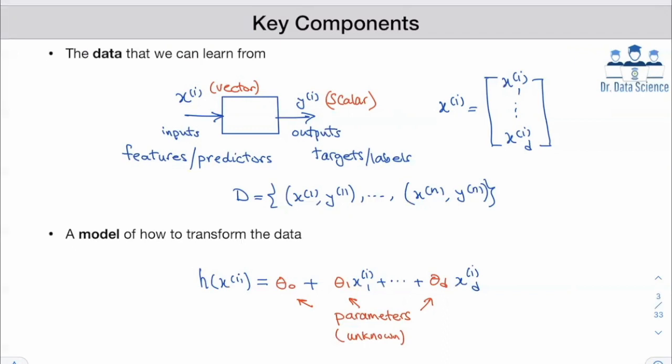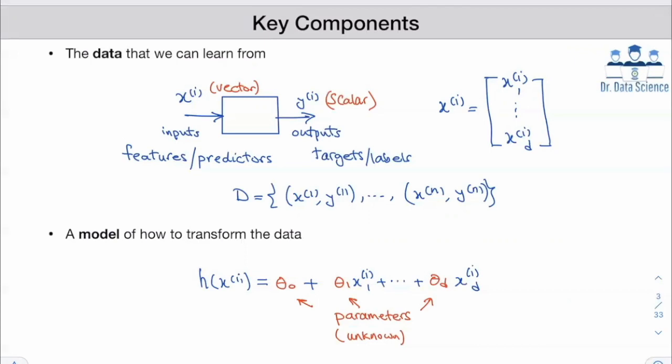In terms of notation, I use the superscript i to denote the data point or example number. So x^i means that this is the ith data point that we have in our data set. And then I use the subscript 1 to d to index features. So if you look at this data set that we have represented here, we have n data points, meaning n input-output pairs, and each input has d features or predictors.